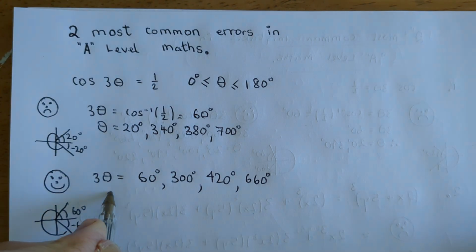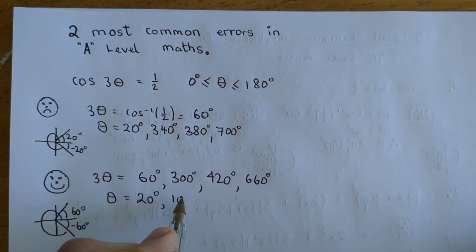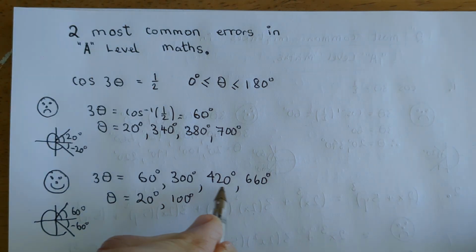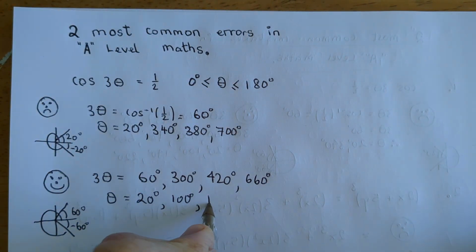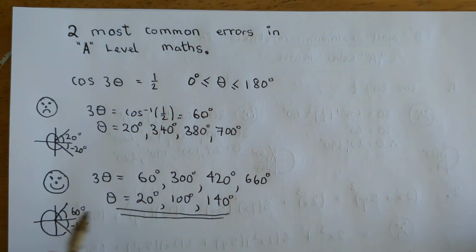Now I divide by 3. So you get 20 degrees, 100 degrees, and that divided by 3 is 140. And that divided by 3 is 220, so it's too large. So those are my solutions. This is the correct way to do it.